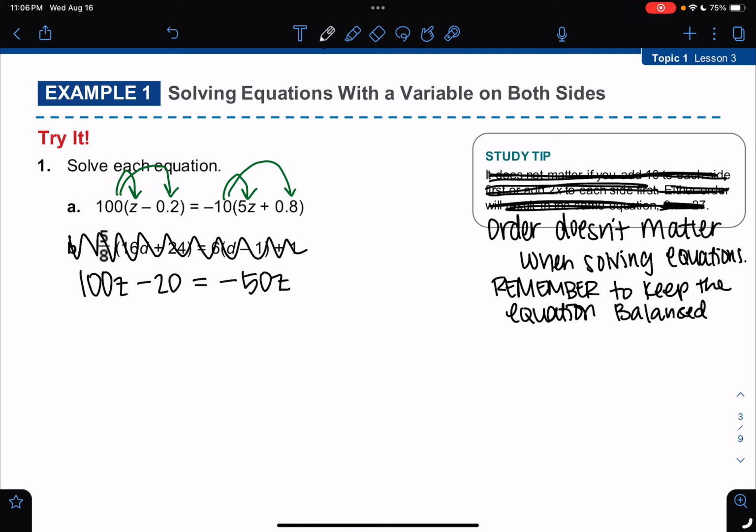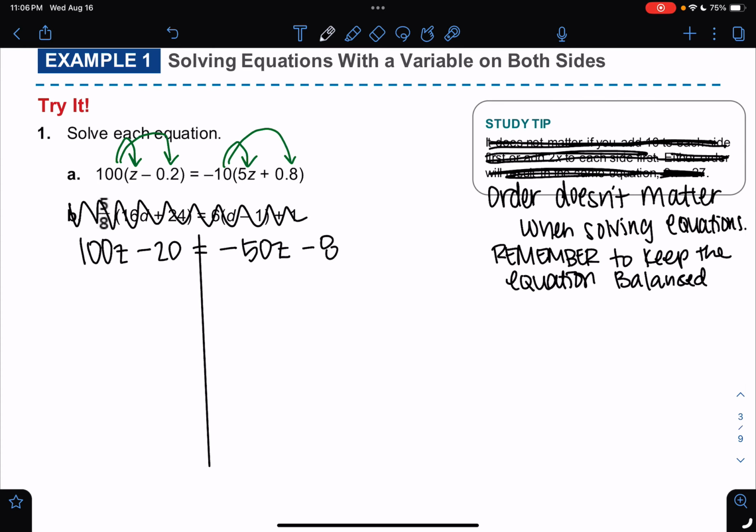And I've got negative 10 times 0.8, which is negative 8. All right, I'm going to set up my little chart or my line so I can go ahead and answer my equation. The first thing I would do here is combine my variable terms. I'm going to move those to the left. So I'm going to add a 50z to both sides, and I make sure I match them up. So I put my z underneath my z term.